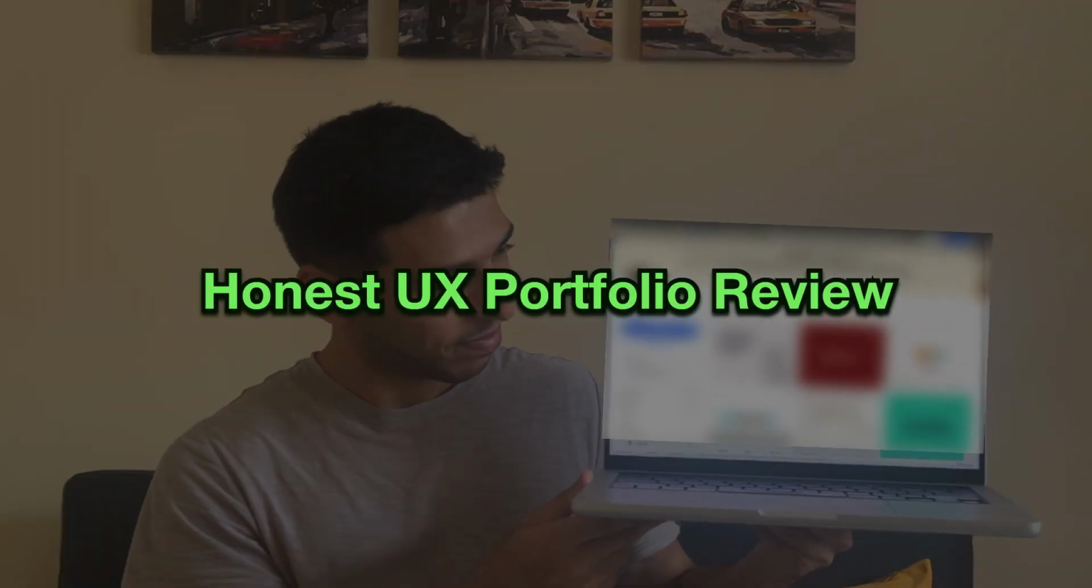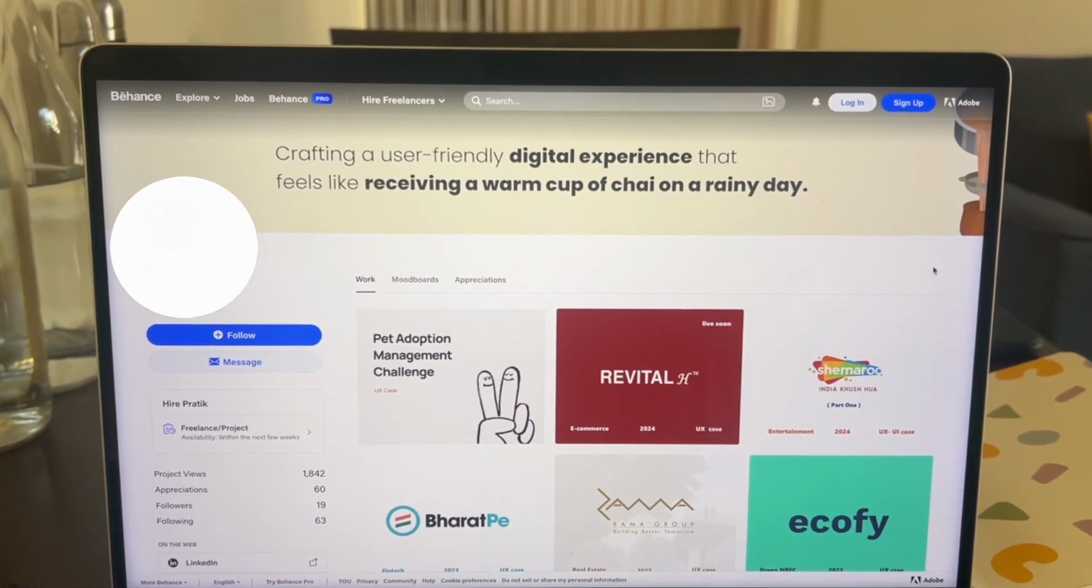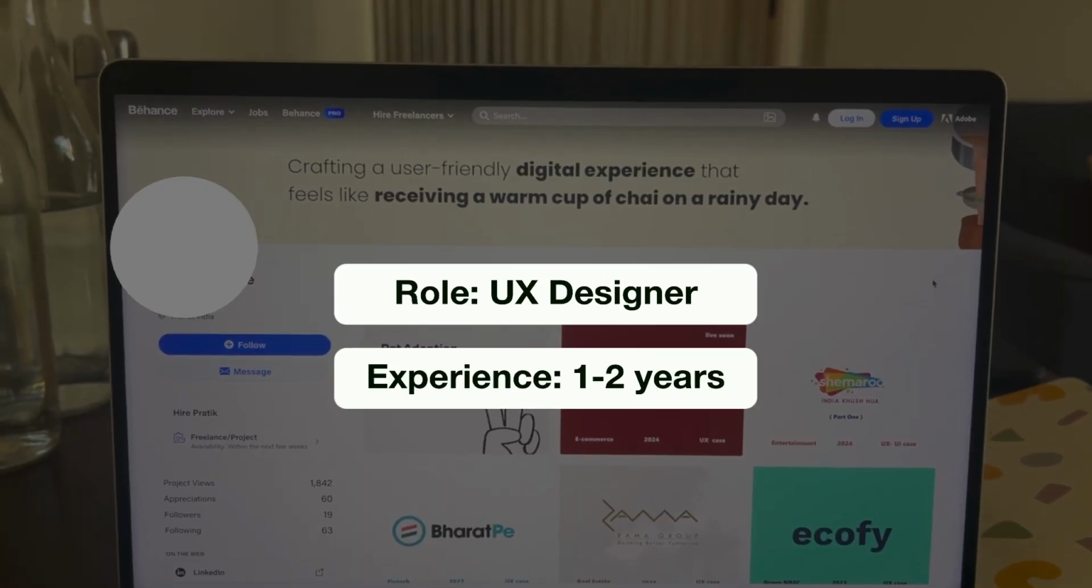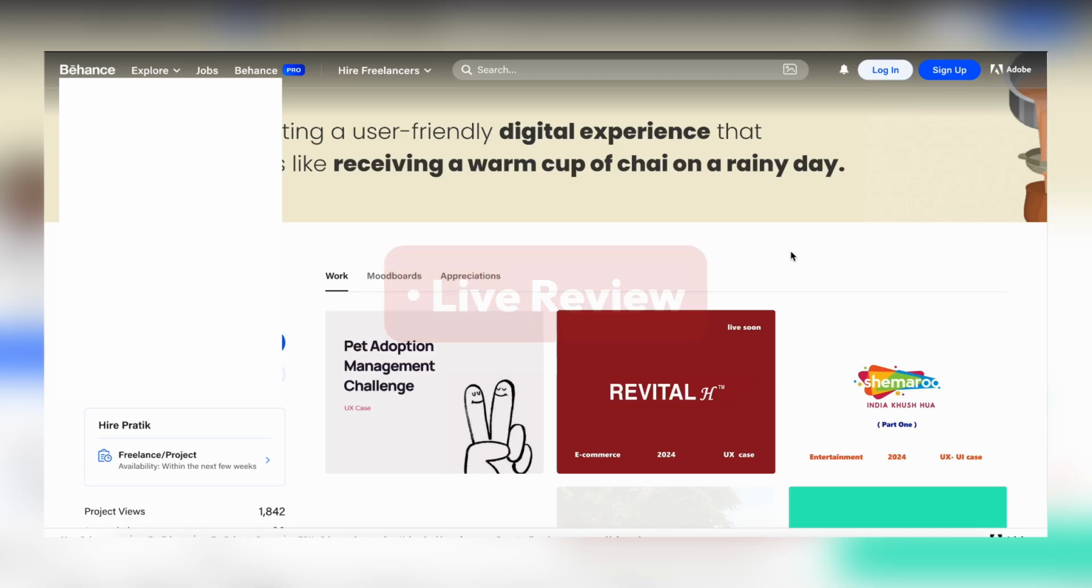Will this beginner UX portfolio pass the recruitment screening test? Let's find out. This portfolio is of a UX designer with 1 or 2 years of experience. Okay, so this is the homepage of this designer's portfolio, and he has hosted it on Behance, which is great.